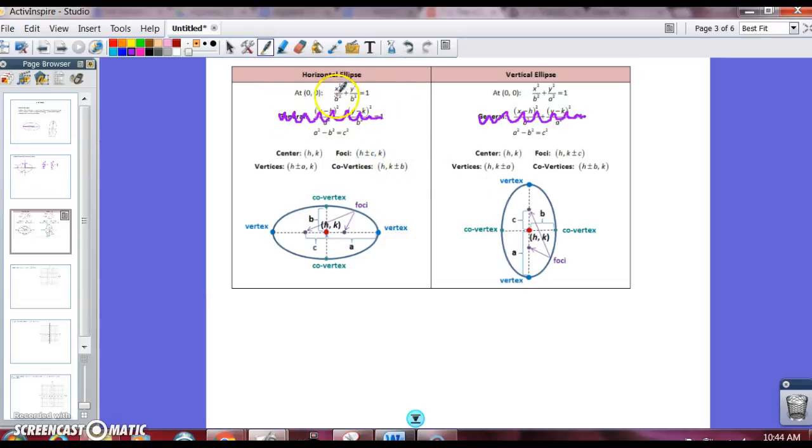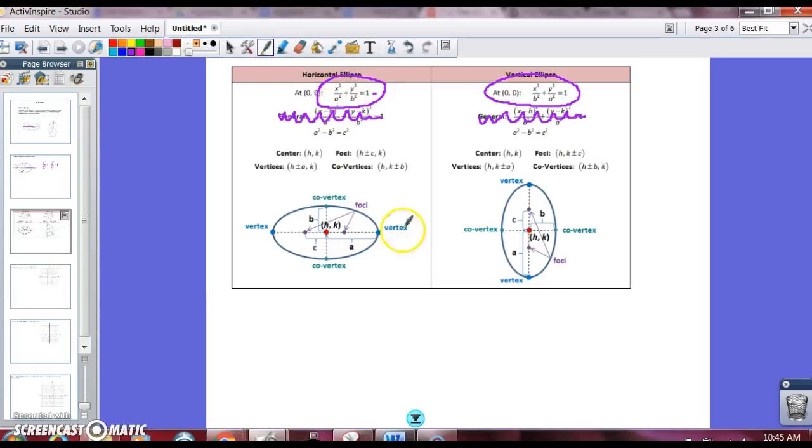But when your ellipse is centered at the origin, this is your equation. Now, if you look over here at this equation versus this equation over here, there's one difference. You'll notice that with a horizontal ellipse, the a squared term is under x squared. With a vertical ellipse, the a squared term is under y squared. Okay, a squared is always going to be larger than b squared because a squared comes from your major axis.